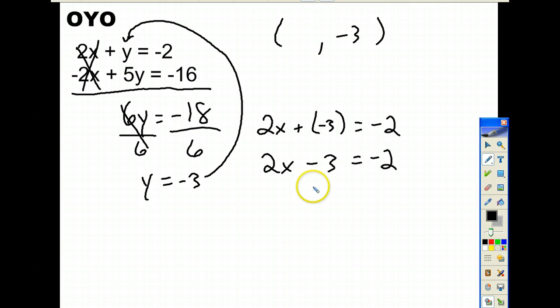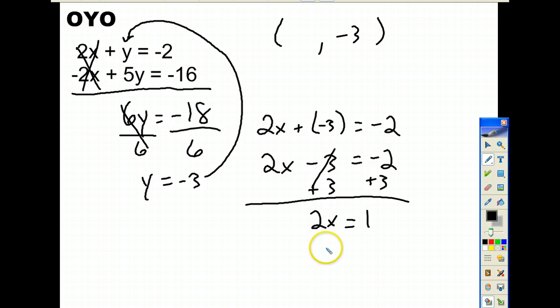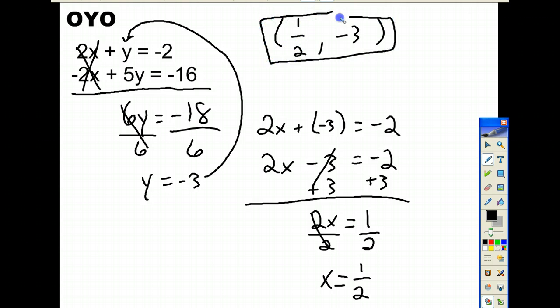So to solve this equation, let's go ahead and add 3 to both sides, leaving us with 2x equals 1, and then divide both sides by 2. The 2s will cancel on the left side of the equation, and you're left with x equals 1/2. So your x coordinate is going to be 1/2, and your y coordinate is -3.